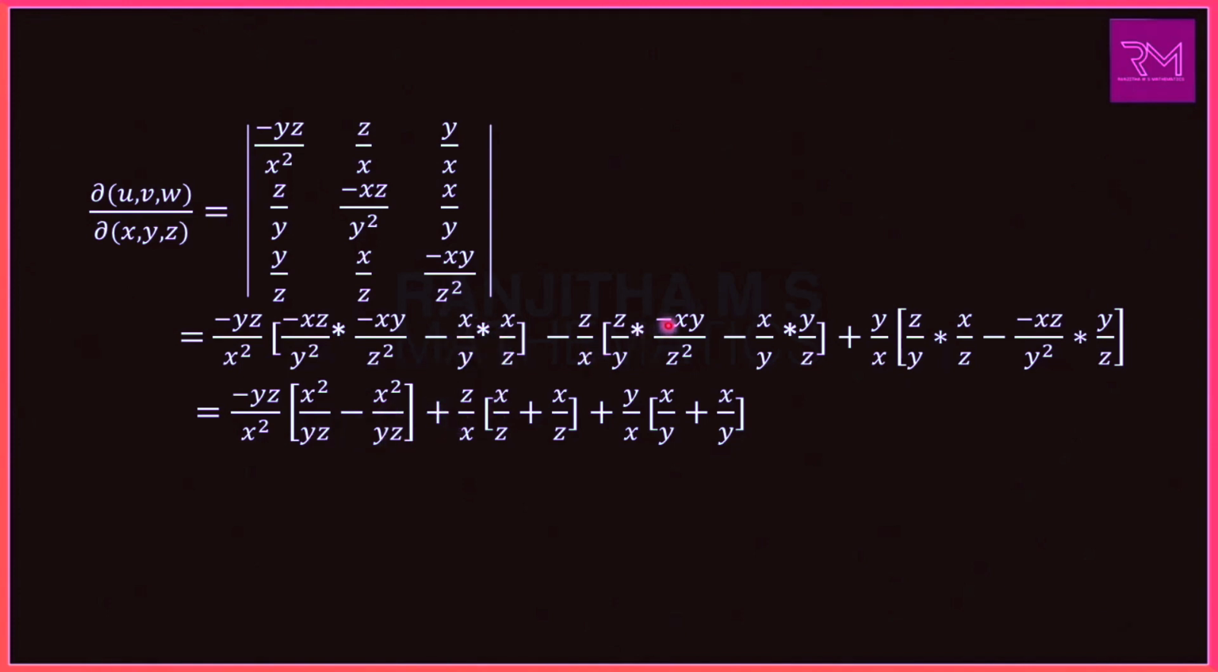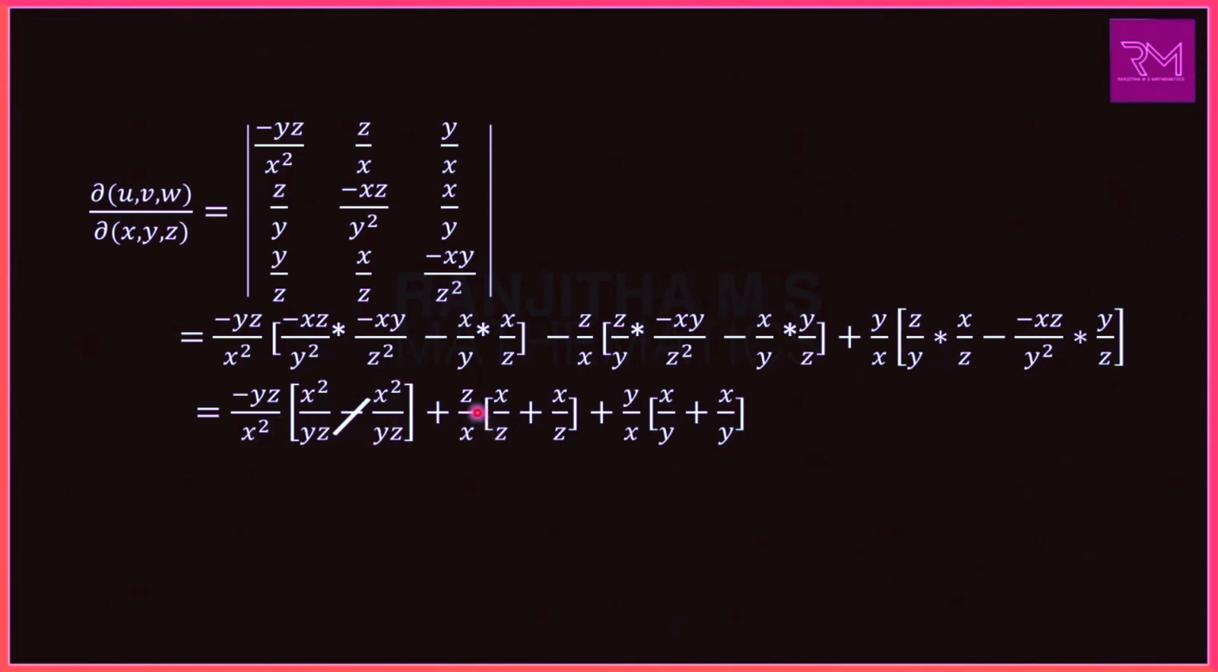Here we can take minus outside the bracket, we get minus into minus is plus, z by x into, here one zz gets cancelled, here y gets cancelled, remaining is x by z. Here if we take minus sign outside the bracket, we get plus, here y gets cancelled, we get x by z plus y by x into, here zz gets cancelled, the remaining is x by y. Here minus into minus is plus, here zz gets cancelled, y and y gets cancelled, the remaining is x by y. Here we get x square by yz minus x square by yz, we get the value as 0, hence we can cancel this term.